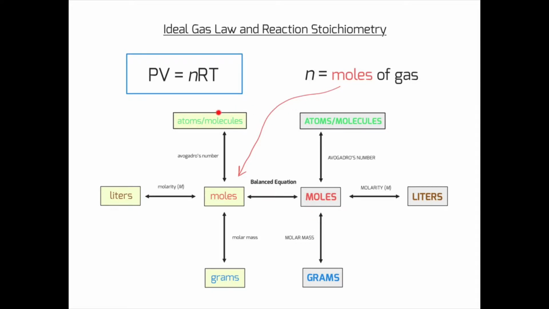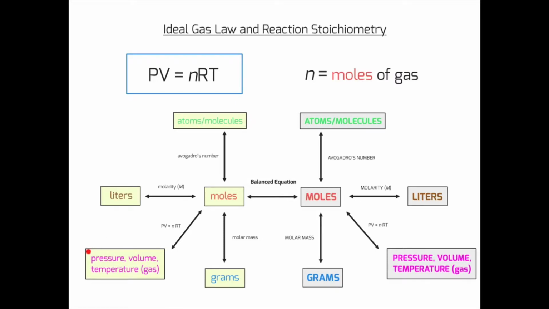Which means that as it is, our reaction stoichiometry diagram is not quite complete. We need to add something that includes PV equals nRT. So we add these two segments to our diagram. What this shows us is that if we know the pressure, the volume, and the temperature of a gas, we can use PV equals nRT to find moles of that gas. And once we know the moles of that gas, we can convert anywhere else on our map here. So let's go ahead and take a look at a sample problem to see how this works.